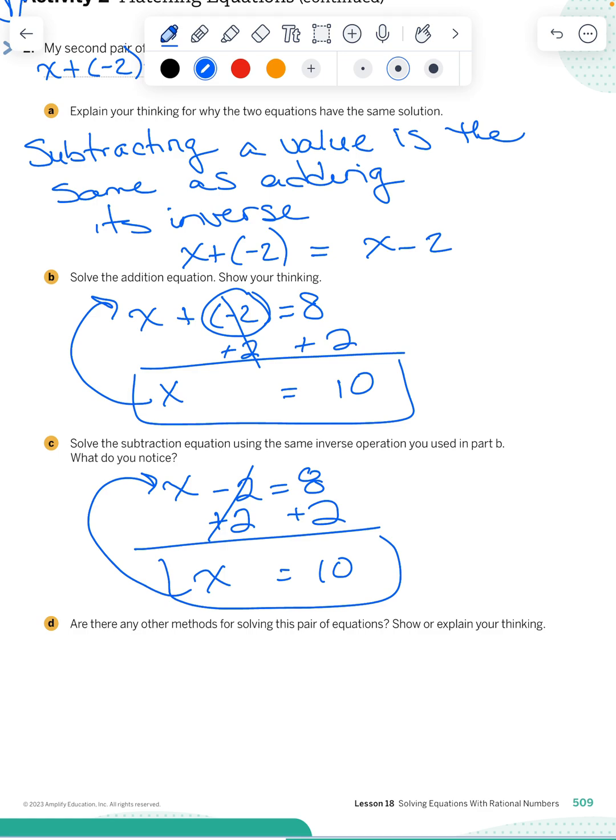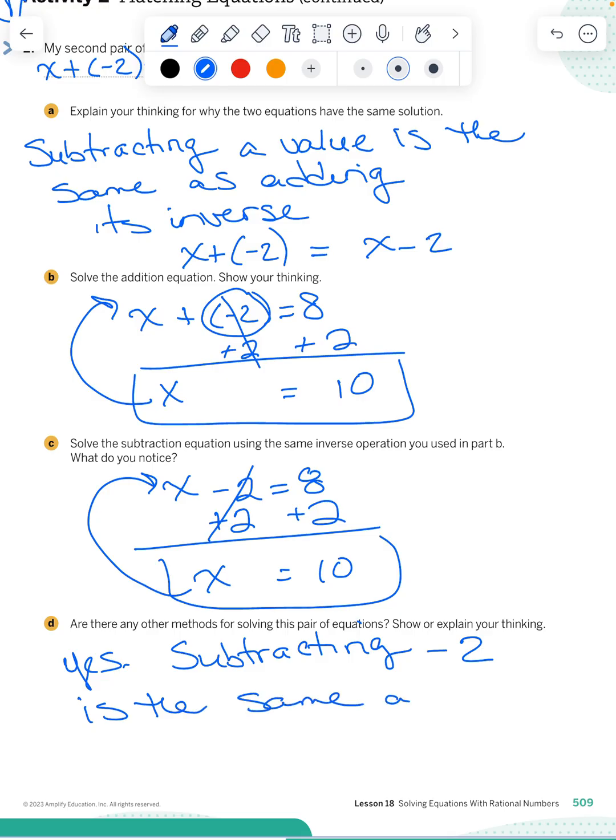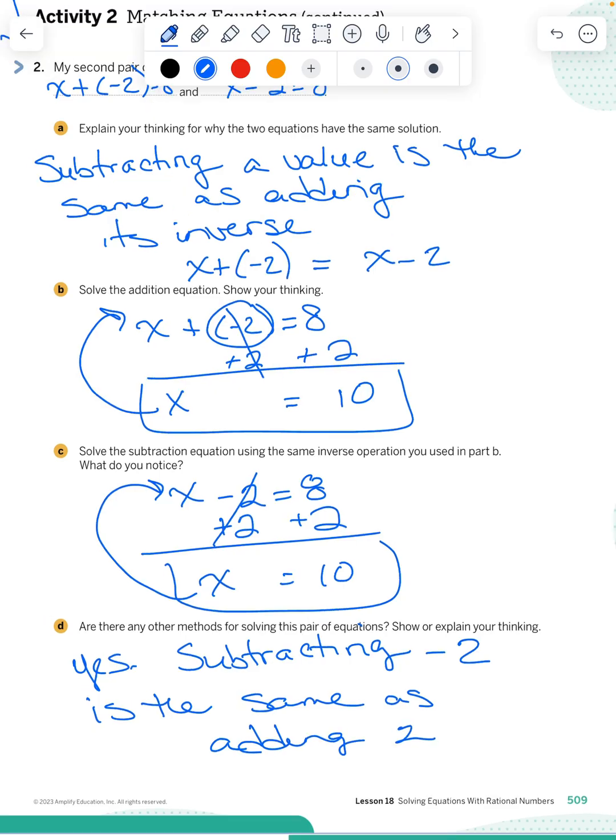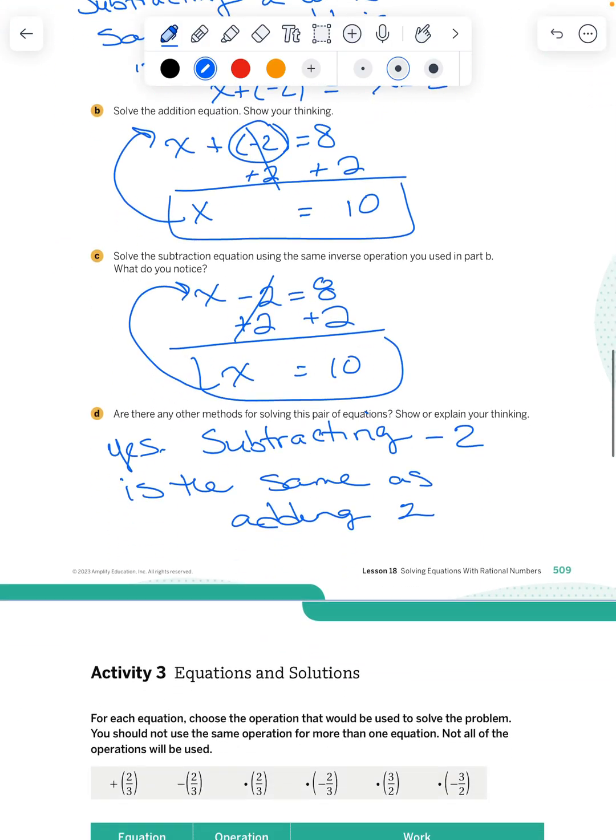Are there any other methods for solving this pair of equations? Again, we can say yes, that subtracting a -2 is the same as adding 2. Okay, they are the inverse operations.